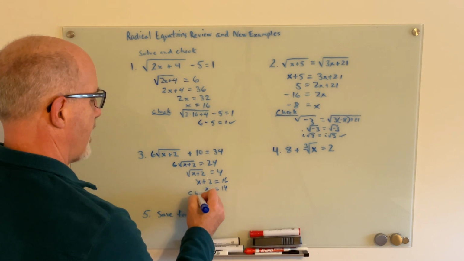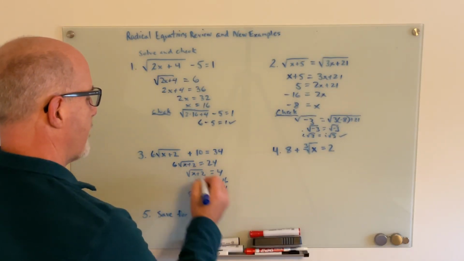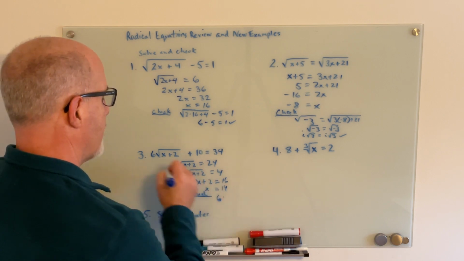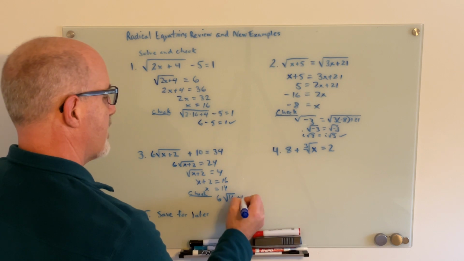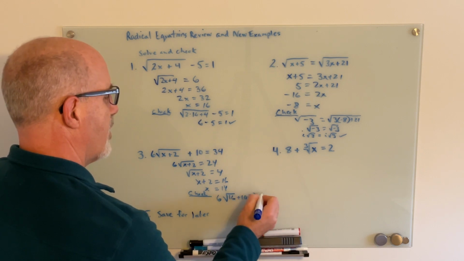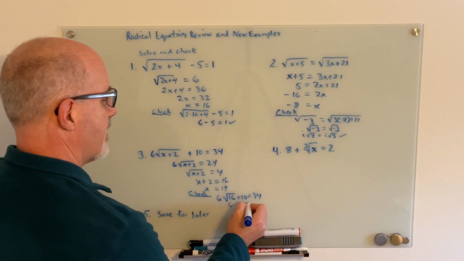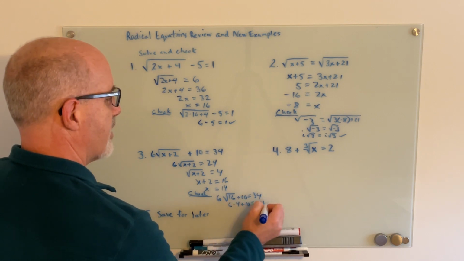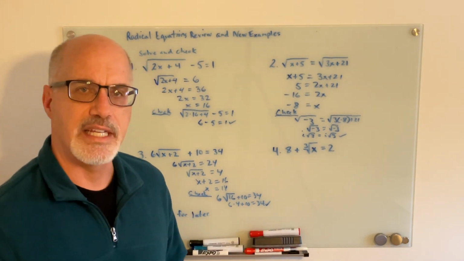Let's do our check. And so when I check it, I'm going to have 6 times the square root of 14 plus 2 is the square root of 16 plus 10. Does that equal 34? That's 6 times 4 plus 10. Does that equal 34? And it does. So it checks. So that's our solution is 14.